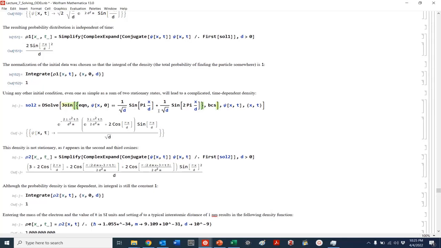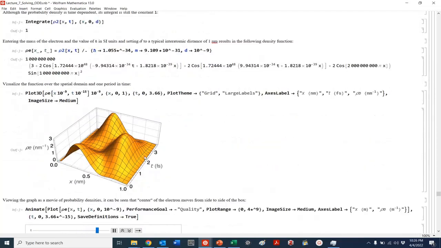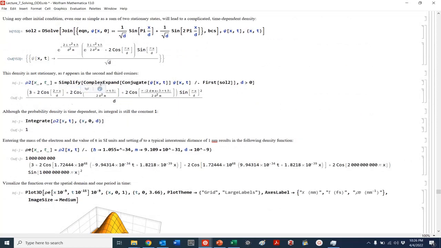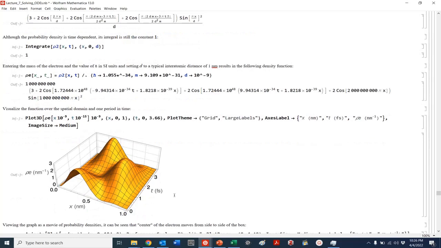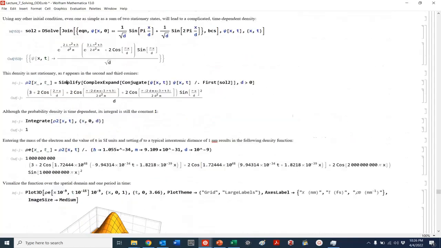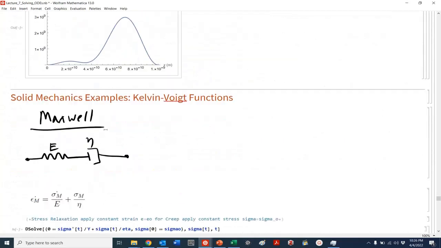You can look at a sum of two stationary states, and see what the density of states looks like in my system. That electron will have a density of states, and you can see here that the density of states changes and evolves as a function of time. The center of the density of states moves from side to side, so it's moving back and forth in that box. It's a pretty fun, physics-type solution that unfortunately we don't have time to get into today.